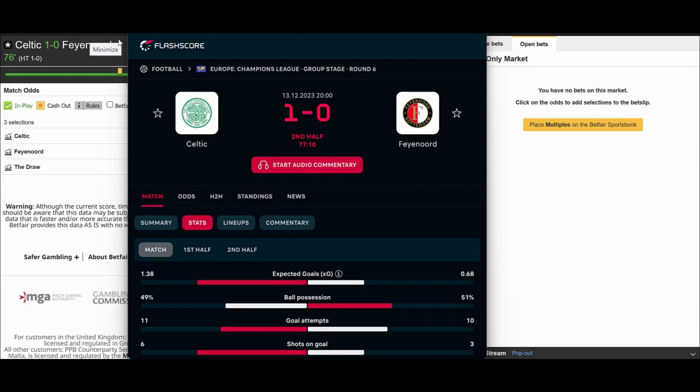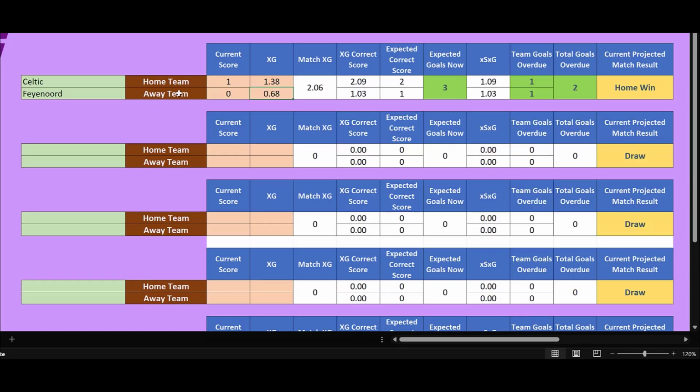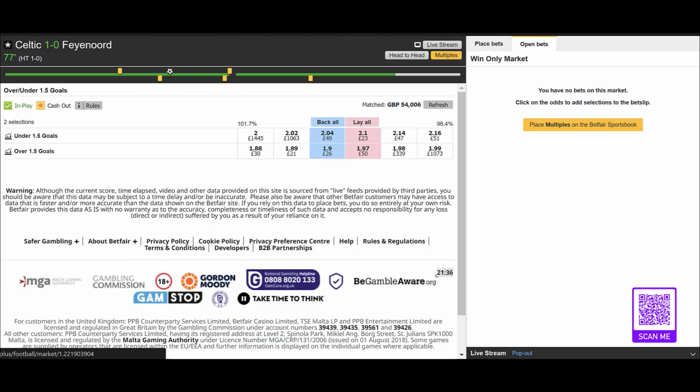We're in the late stages of this match, Celtic against Feyenoord. You can see Celtic are 1-0 up here at 1.42. Anyway, I plugged in these XG numbers on this one. Expected goals for this match is 3. However, we only had 1. So total goals overdue is 2. Current projected match result is a home win for Celtic, so nothing really there. However, there's probably scope to get involved on the goal markets.